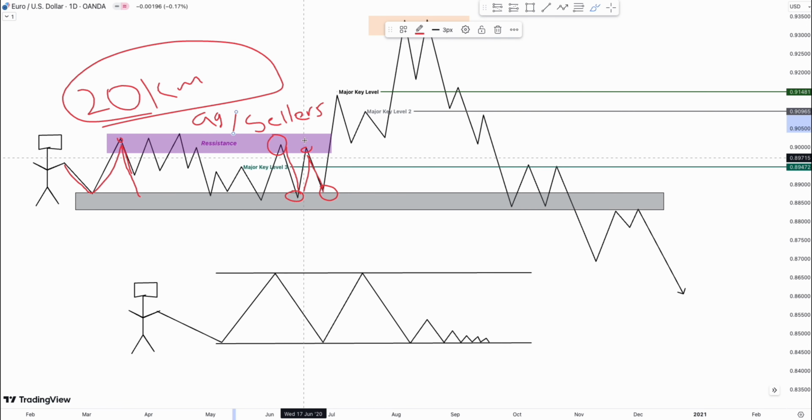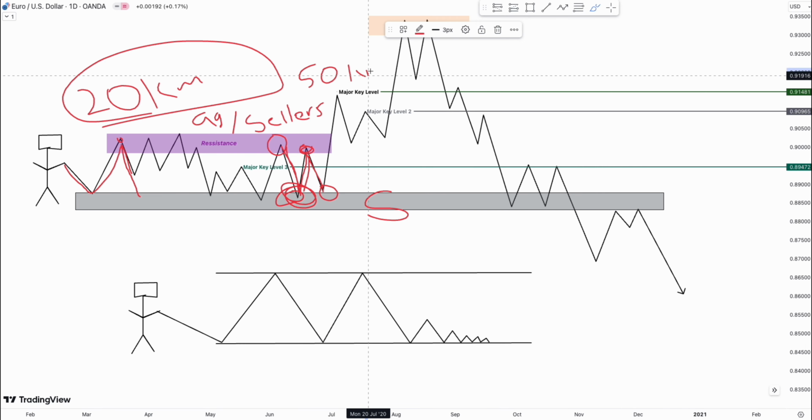Aggressive sellers are entering the sell position over here and they're entering shorts, which is why price is having all that momentum and speed coming back down to this point of support. From here, buyers are entering because they can identify that this is support, and price goes back up with speed. So again, 20 kilometers here, 50 kilometers here, and 50 kilometers here.